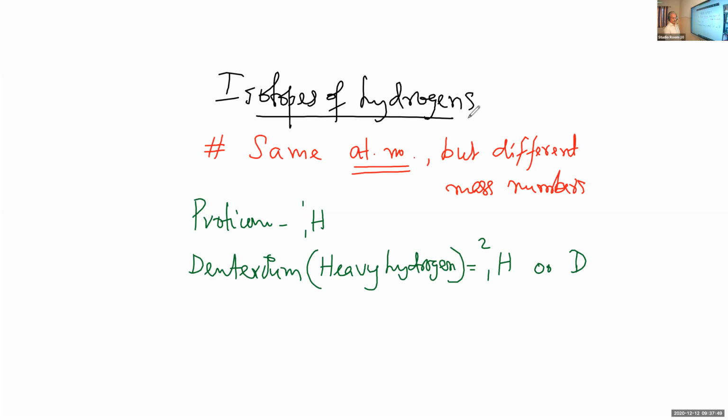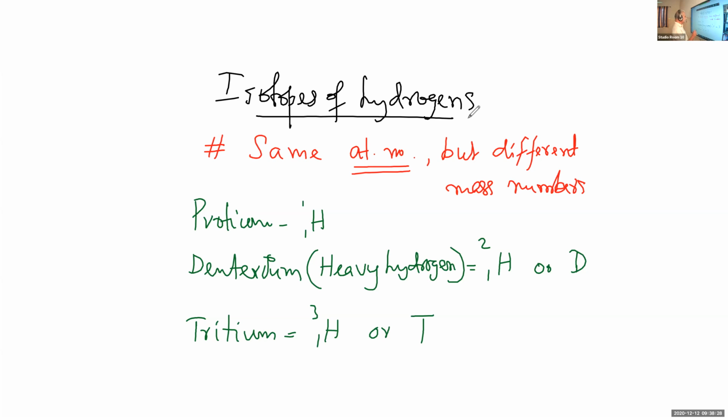Deuterium, heavy hydrogen. And the third one is tritium, H13, also symbolized as capital T. So these are the three isotopes of hydrogen: protium, H11; deuterium or heavy hydrogen, H12 or capital D; and tritium, H13 or capital T.